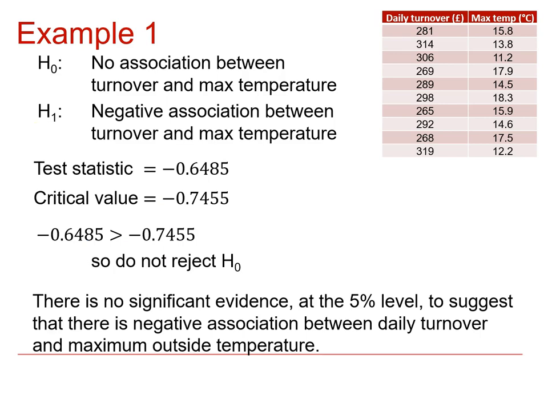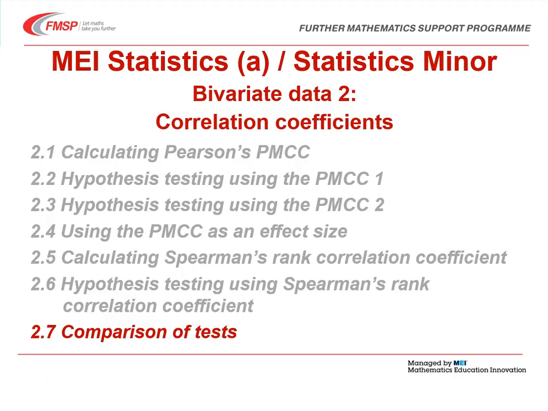We finish our test by saying there is no significant evidence, making that very clear that we are still not certain at the 5% level to suggest that there is negative association between daily turnover and maximum outside temperature. In our final video, we will be looking at comparison of tests.